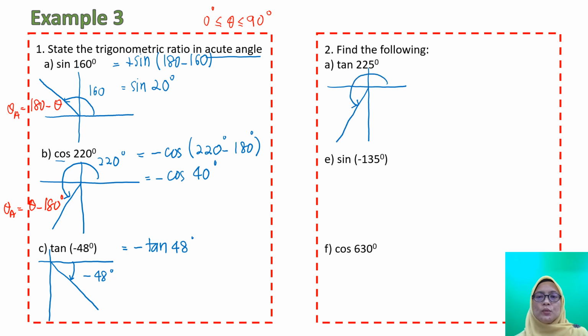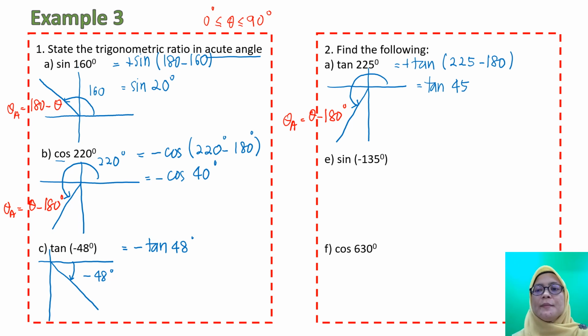Okay, so 225 in the third quadrant. Third quadrant, tangent is positive. So you have a positive tangent. Okay, so the basic angle is theta minus 180. So theta kita adalah 225 minus 180. So ini kita dapat tangent 45. Okay, so tangent 45 ni adalah special angle.